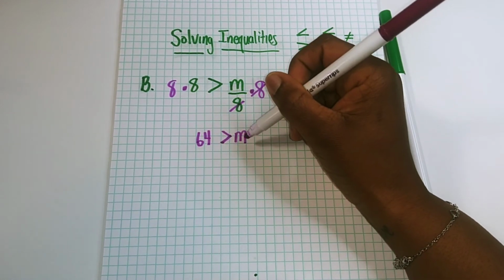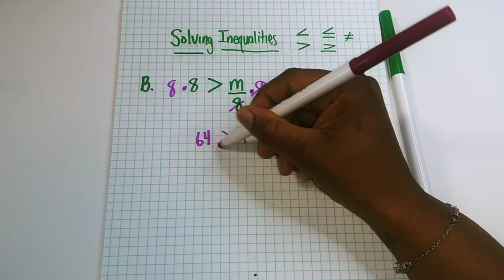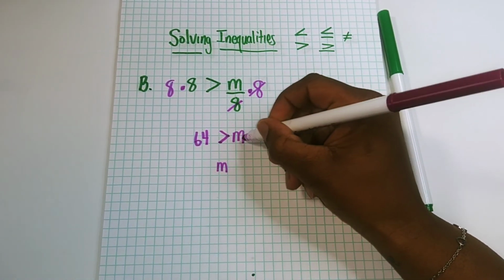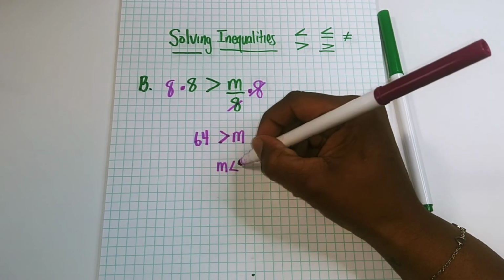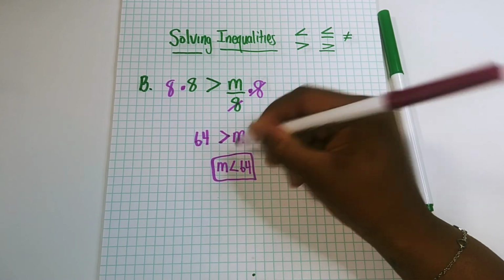A lot of times people may get confused when it comes to graphing. So we're going to reverse this so it is in a familiar format. So m is less than 64. Now this is a common way that we like to see it.